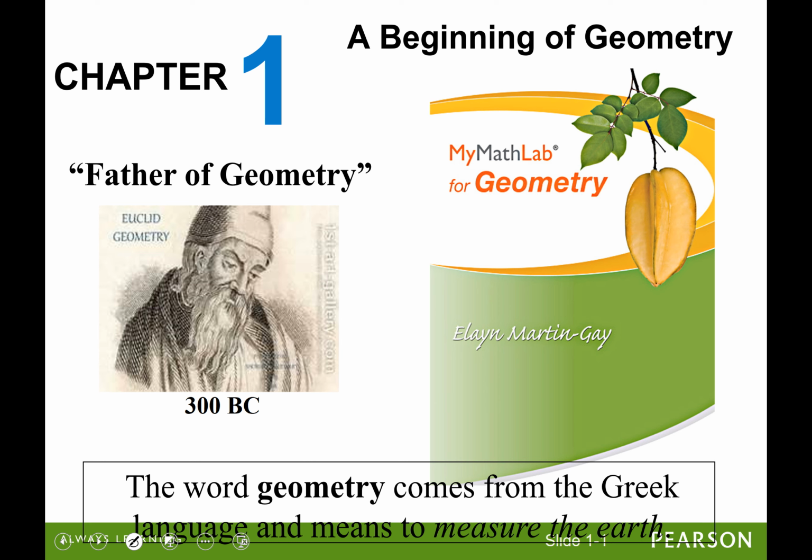Welcome back, and this video is our discussion on Chapter 1, A Beginning of Geometry. Nice picture there of Euclid. He's the father of geometry, born in 300 BC. And the word geometry comes from the Greek language that means to measure the earth. This textbook, all of our videos are aligned with this textbook here. You're welcome to buy a copy of it if you want. You do get an electronic copy of it with your My Lab and Mastering access code.